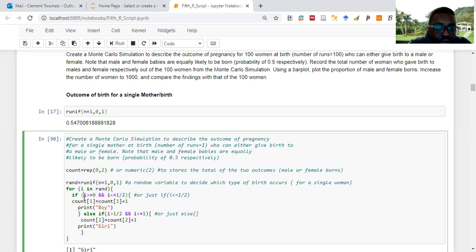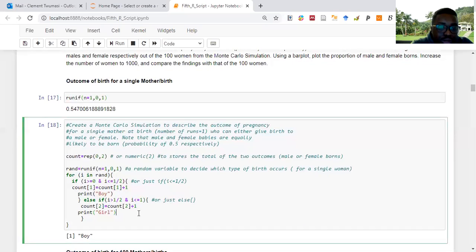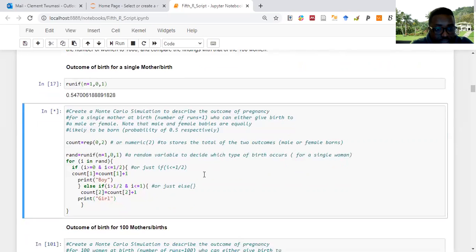Here I'm saying that if i is greater or equal to 0, and so here I could also use a single & sign, and it will give you the same results. So at the moment, anytime I run, it means this particular woman gave birth to a girl. If I run again, the woman gave birth to a boy. If I run again, boy, and so on.